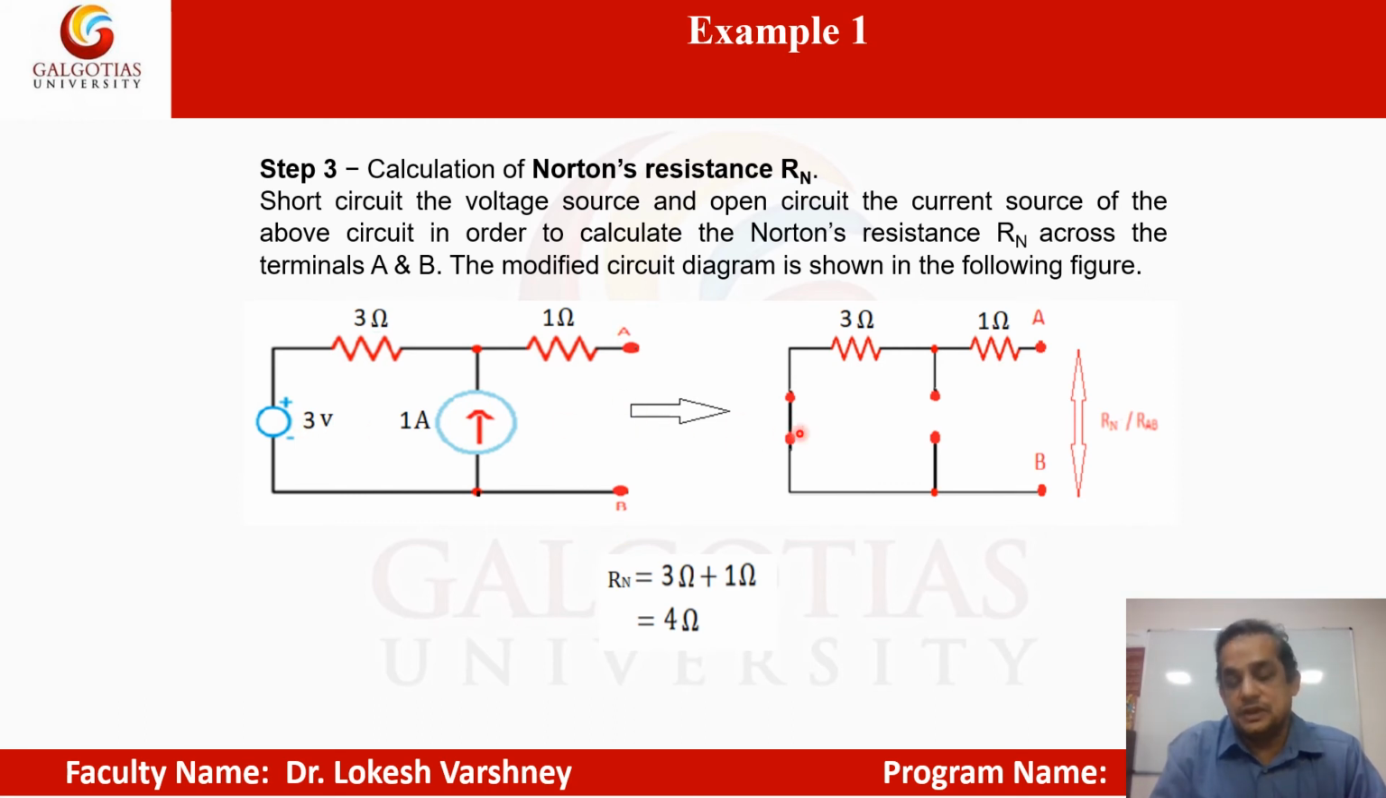Now this circuit is converted into this circuit. Voltage source is short and current source is open. So we see from terminals A and B, 1 ohm and 3 ohm are in series. So the value of Norton resistance is 3 plus 1, both are in series. So 3 ohm plus 1 ohm is equal to 4 ohm. So Norton resistance RAB is equal to 4 ohm.